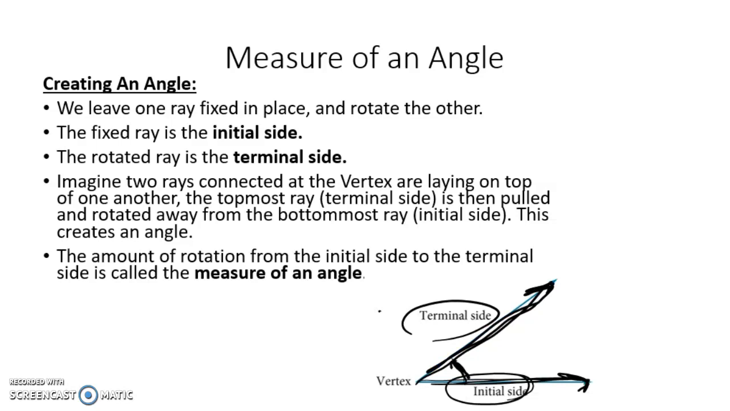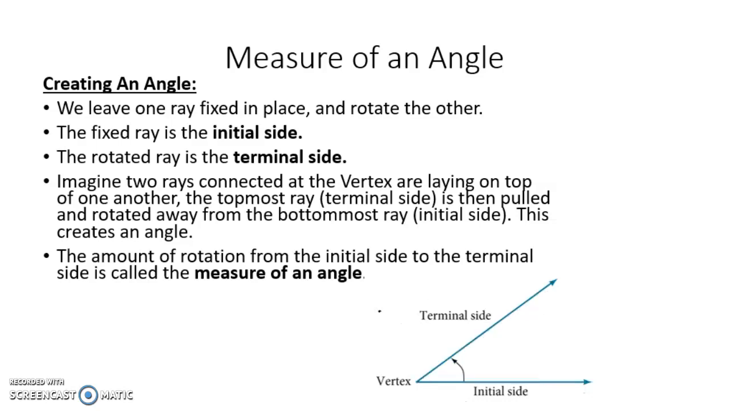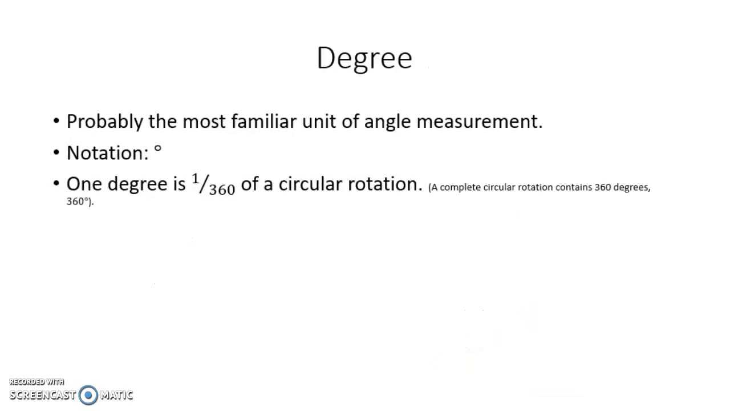Now the amount of rotation from the initial side to the terminal side is called the measure of the angle. So this little spot right here, however far that terminal side rotated, this is called the measure of the angle right here. Okay, degree is probably the most familiar unit for angle measurement. It has this notation right here, just a little circle above your number. And 1 degree is 1/360th of a circular rotation. Remember, a circle has 360 degrees in it.